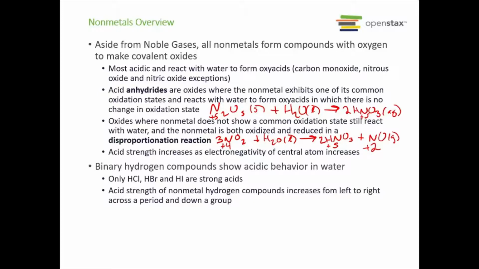The next thing to know is that when we have binary hydrogen compounds like HCl, HBr, HI, HF, these show acidic behavior in water. But only HCl, HBr, and HI are strong acids. HF is a weak acid. And the acid strength of a nonmetal hydrogen compound is going to increase from left to right going across a period and going down a group.